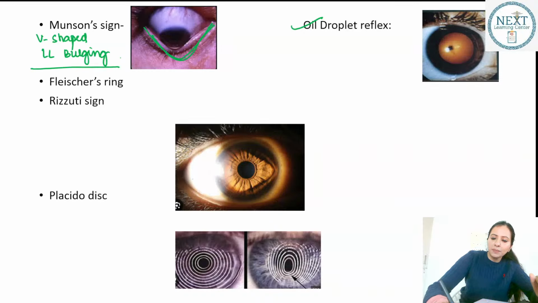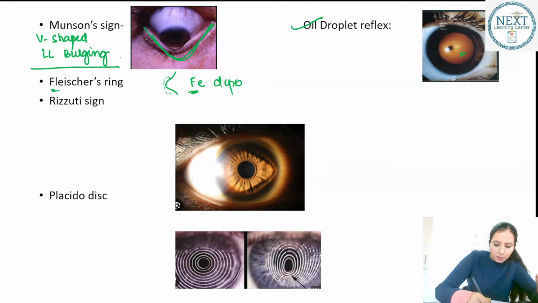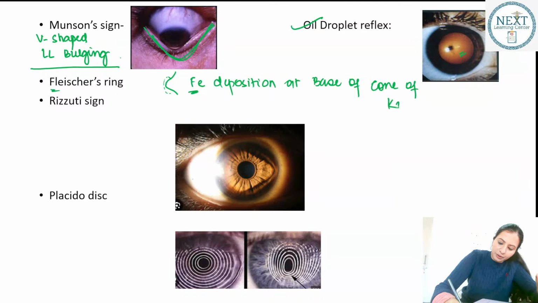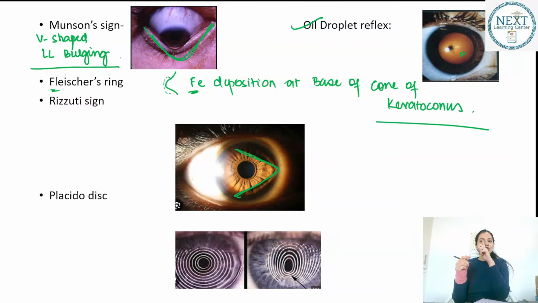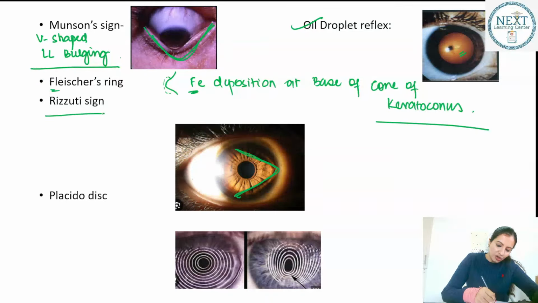This is your oil droplet reflex seen in keratoconus. Then you have Fleischer's ring. You have this cone of keratoconus. So Fleischer's ring is F for Fleischer's, F for iron deposition at the base of the cone of keratoconus. Rizzuti sign is the V-shaped arrow that you see on the nasal retina when you show light from the temporal retina. Light will strike the keratoconus tip and then it will form a V on the nasal retina. So this is the Rizzuti sign.